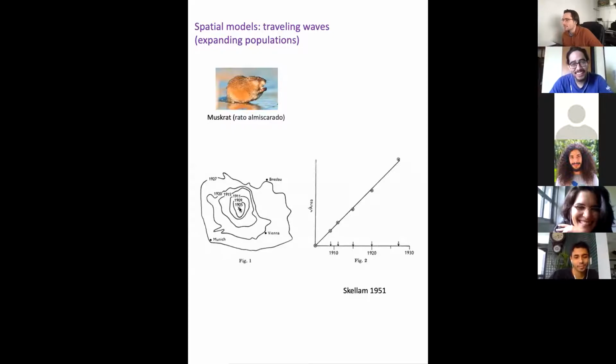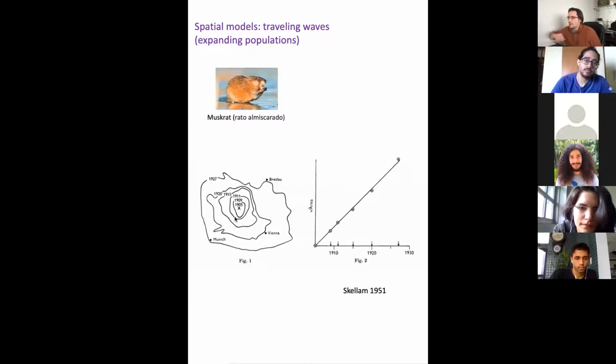The idea is that this species arrived to Europe from North America in 1905. What you're seeing here in figure 1 is a kind of contour map of how this initial population of rats spread through Europe. Here the cross marks the initial place where these individuals were found in 1905. As time went by, the author of this study, Escola, found that the species was increasing its range, increasing the area it was occupying, and you see the years on each of the contours. By 1927, the area was much bigger.